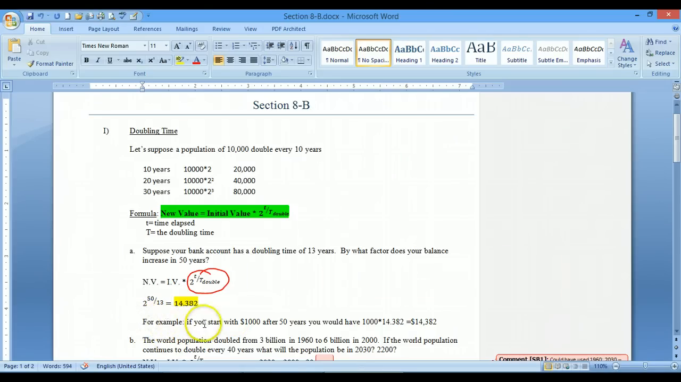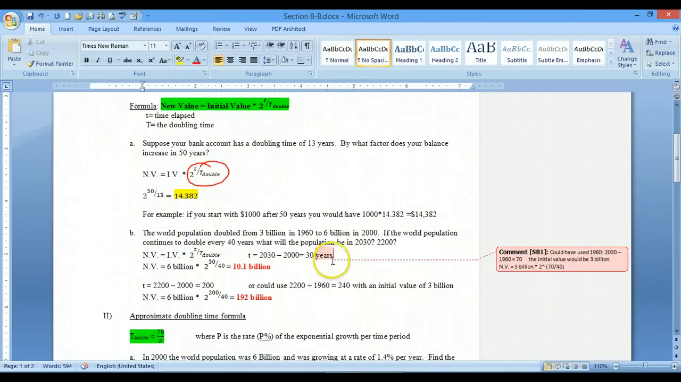For example, if we start with $1,000, after 50 years, because that's how much we are increasing, 50 years, we would have $1,000 times our factor, which would give us $14,382.